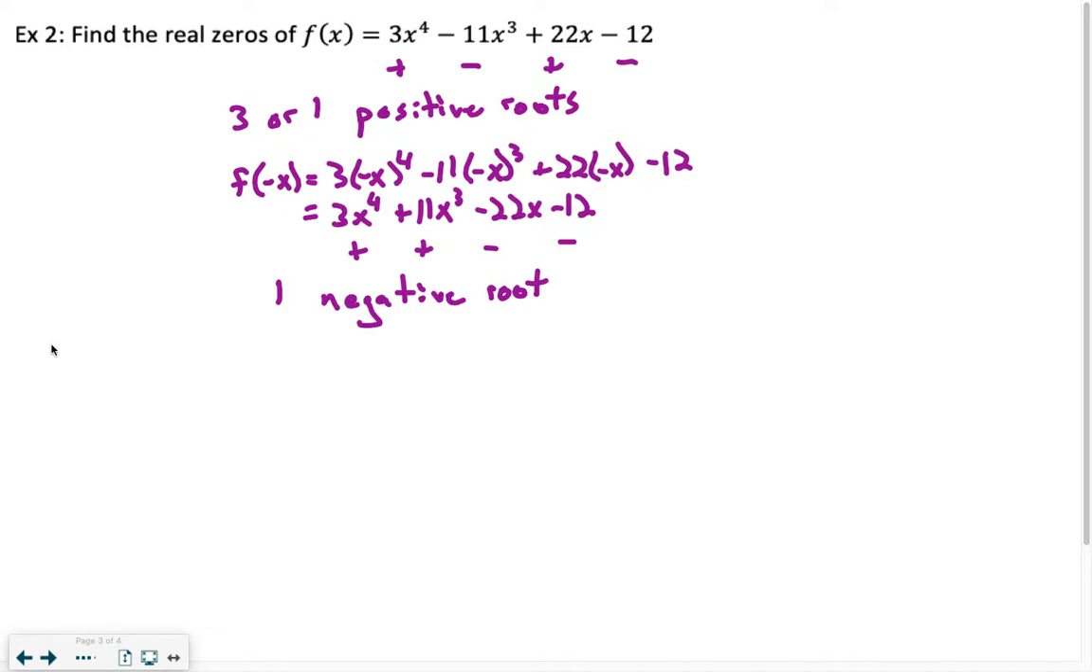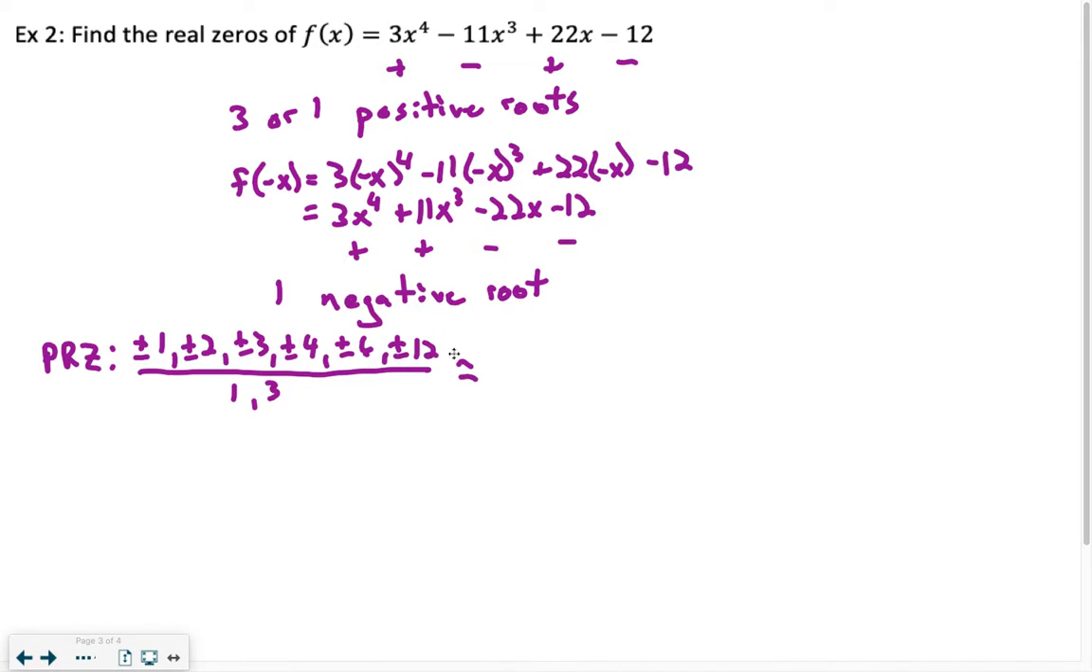All right. Next step is to list out our possible rational zeros, and that is all of the factors of the constant over all of the factors of the leading coefficient. So all the factors of 12 would be 1 and 12, 2 and 6, 3 and 4, just like the last problem. And those are all over the factors of 3, which would be 1 and 3. So here, again, first I'll list all of these over 1. So plus or minus 1, plus or minus 2, plus or minus 3, plus or minus 4, plus or minus 6, plus or minus 12.